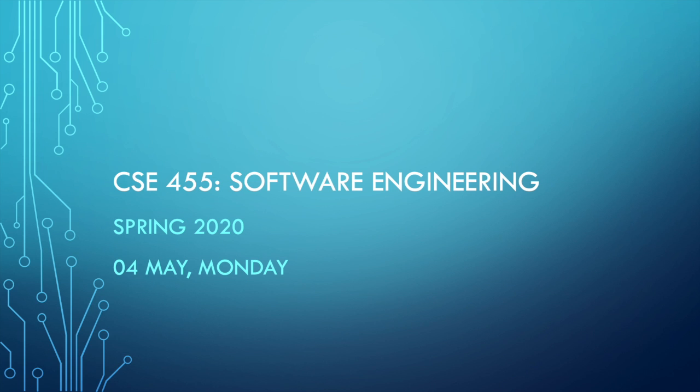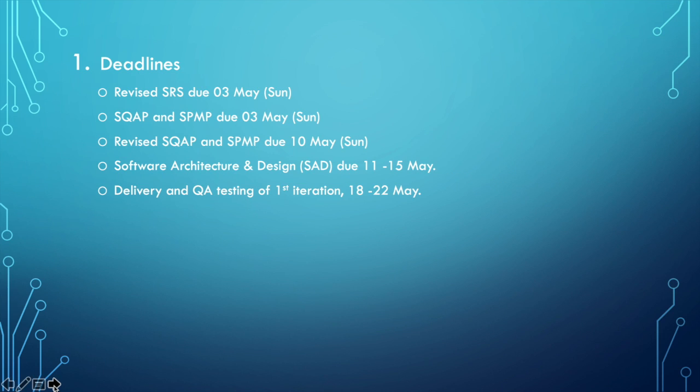This is CSE 455 Software Engineering. We are meeting today, Monday, the 4th of May, which is the fifth week of our class. So hope everybody is all right. And we're moving on to the next topic of our class.